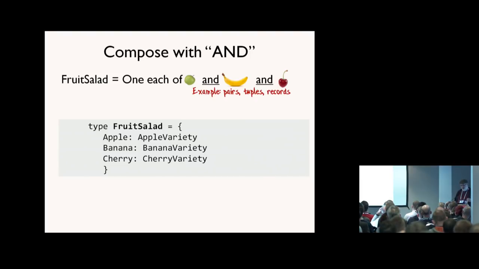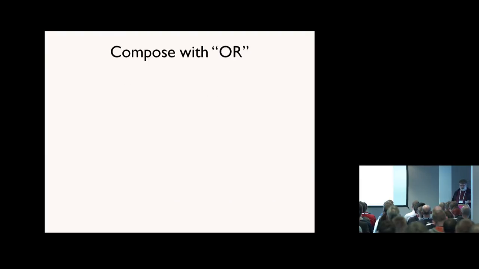Here's an example in F-sharp. You say type fruit salad equals, and it's an apple and a banana and a cherry. And it looks, with these curly braces, kind of like JavaScript or TypeScript or whatever, you know. And that's a record type in F-sharp. Okay, so that's something you will be familiar with already. But the other way of doing it is a bit more unusual if you're not used to functional programming.